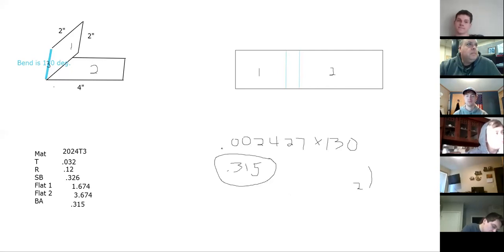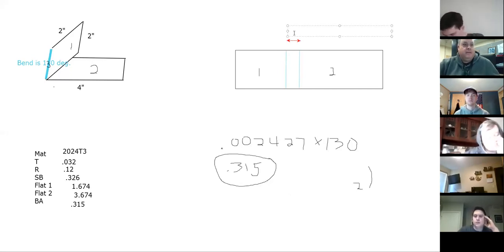I'd want to get my bend allowance marked off. Okay, you want to do the bend allowance? So that would be right here, right? Yep. And what would our bend allowance be? 0.315. I agree. Okay. Jesse, what would you want to do next then?